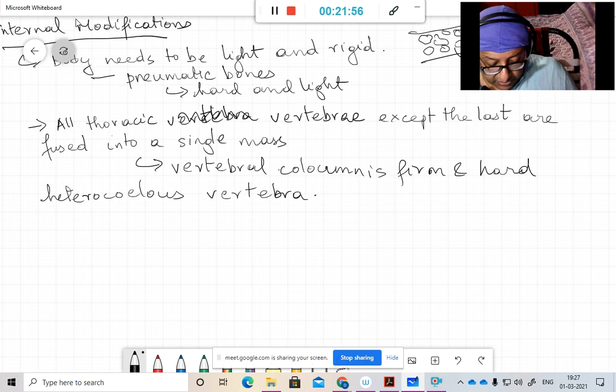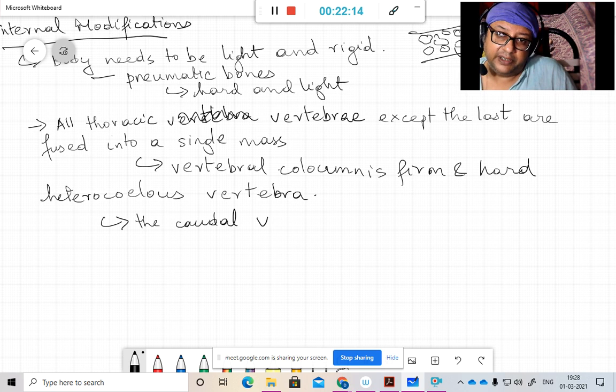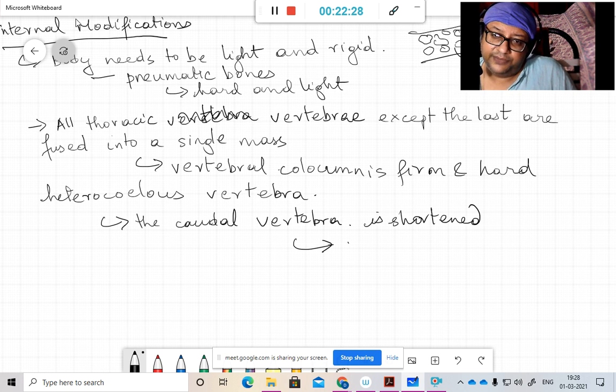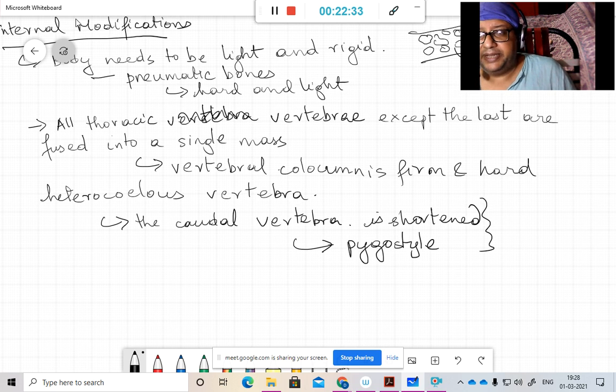Then let us talk about another feature, and that is the caudal vertebrae are shortened, and those tail vertebrae are fused to form the pygostyle. All these adaptations make it very light, compact and suitable for flight.